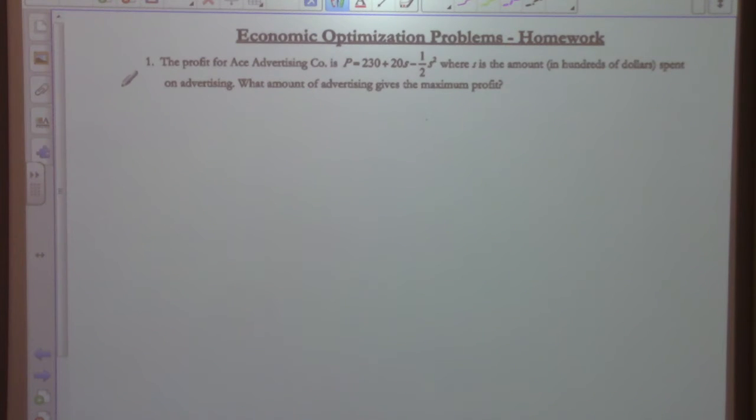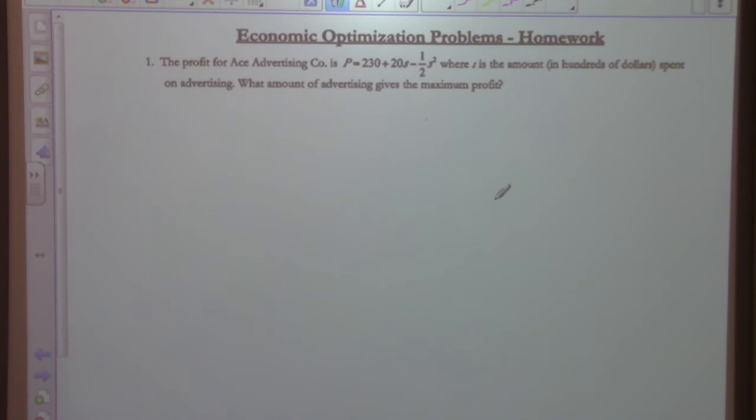I want you to do this problem right here, economic optimization problems. One reason I want you to look at this is because on your final there's going to be a problem similar to this, where you're given an equation and you're looking for, in this case, a maximum profit. And sometimes you'll see a minimum cost too. So go ahead and work this out. I think it can be done without a calculator.